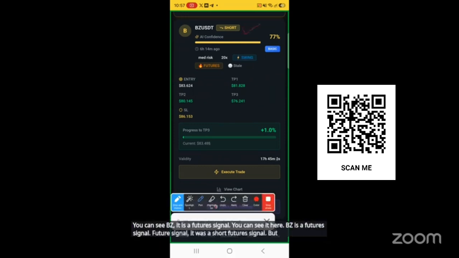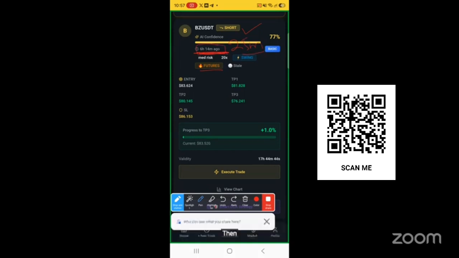But look at this. It is a futures signal, but look at the time when it was given. It was given 6 hours ago. So this shouldn't be a good signal to trade. If you want to trade any signal, make sure here it has not yet exceeded 25 minutes since it was given. So here it should be 25 minutes maximum.